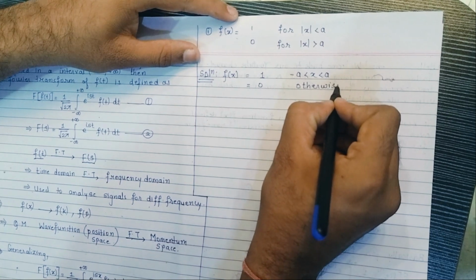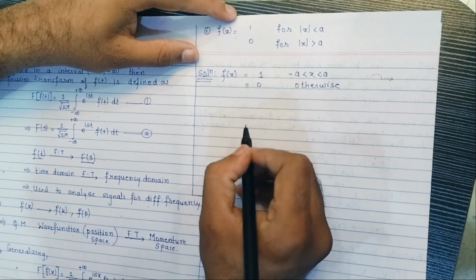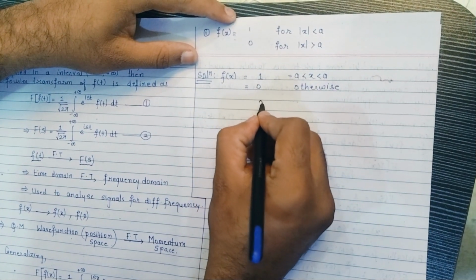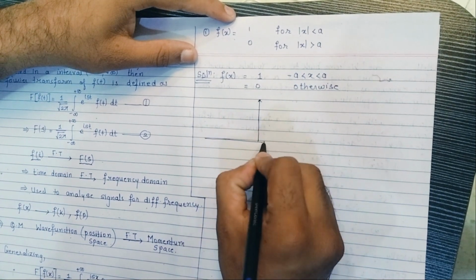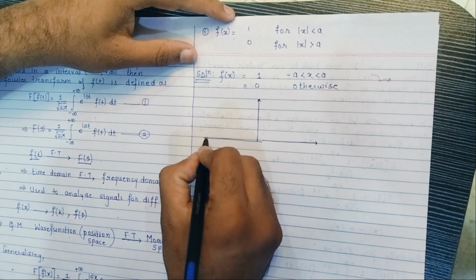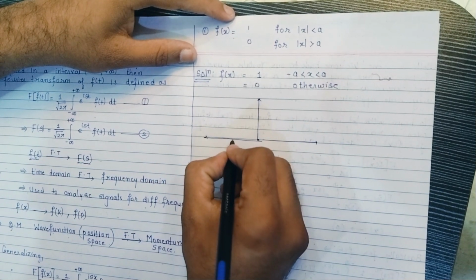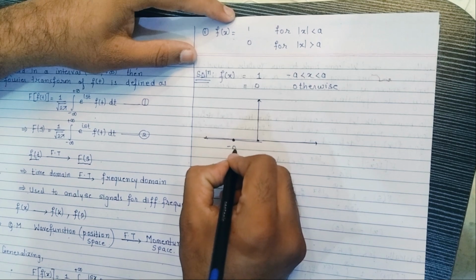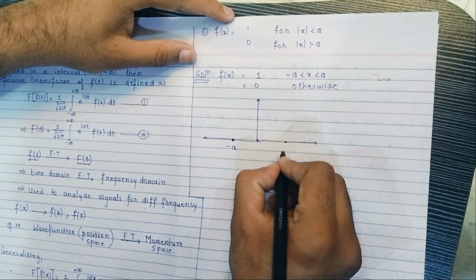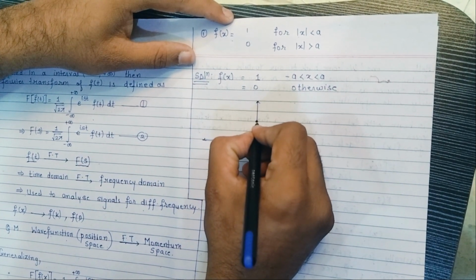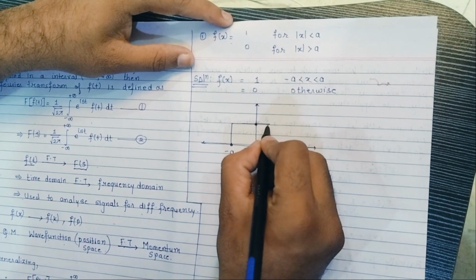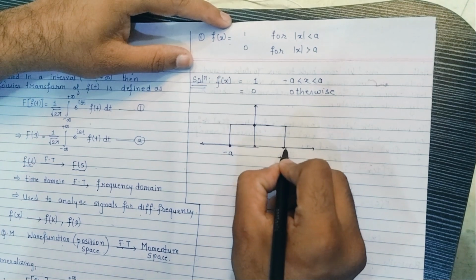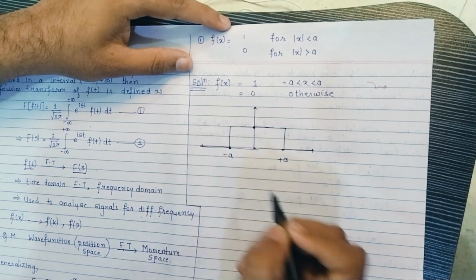So if we plot this function, let us consider the function in the range of, say, minus a to plus a. It has value 1 which is constant, and the function has value 0 otherwise. The function will look like this.